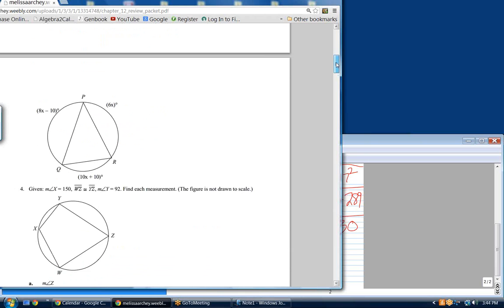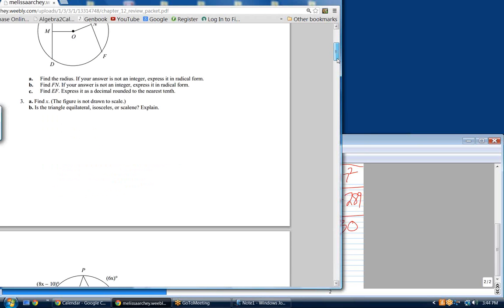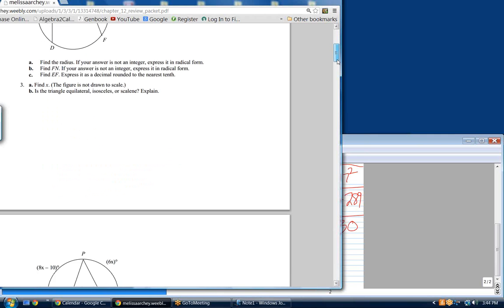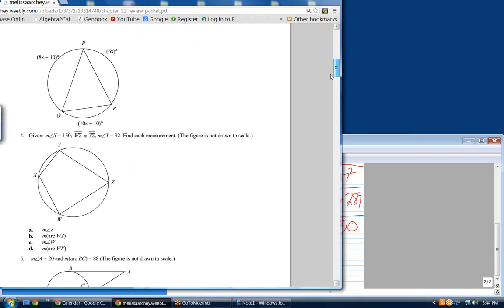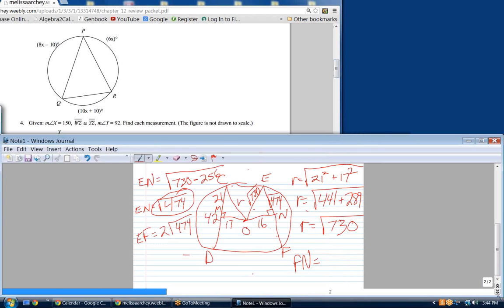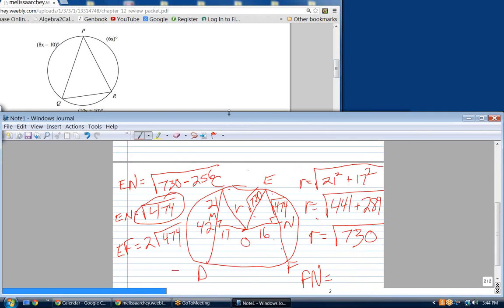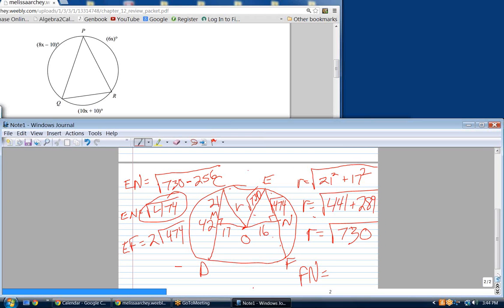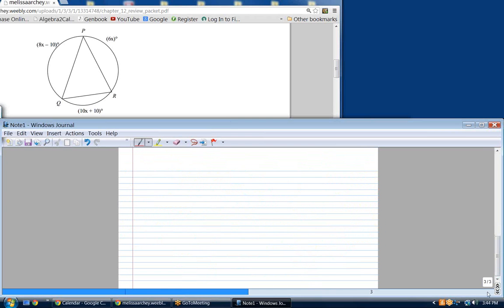Find x in this figure. Is the triangle equilateral, isosceles, or scalene? Well, what equations can we write in order to find x? I wasn't sure on this one.